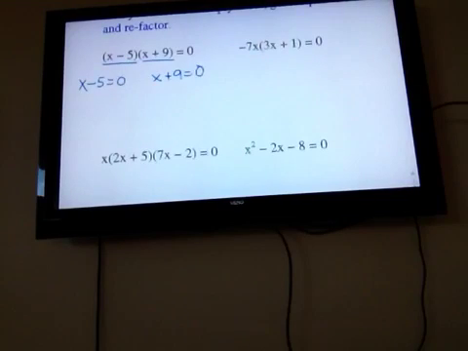One of those things has to be 0. So I set the factors equal to 0, and then I solve them. I'm going to add 5, and on the other one I'll subtract 9. So I have 5 or negative 9 as my 2 answers.